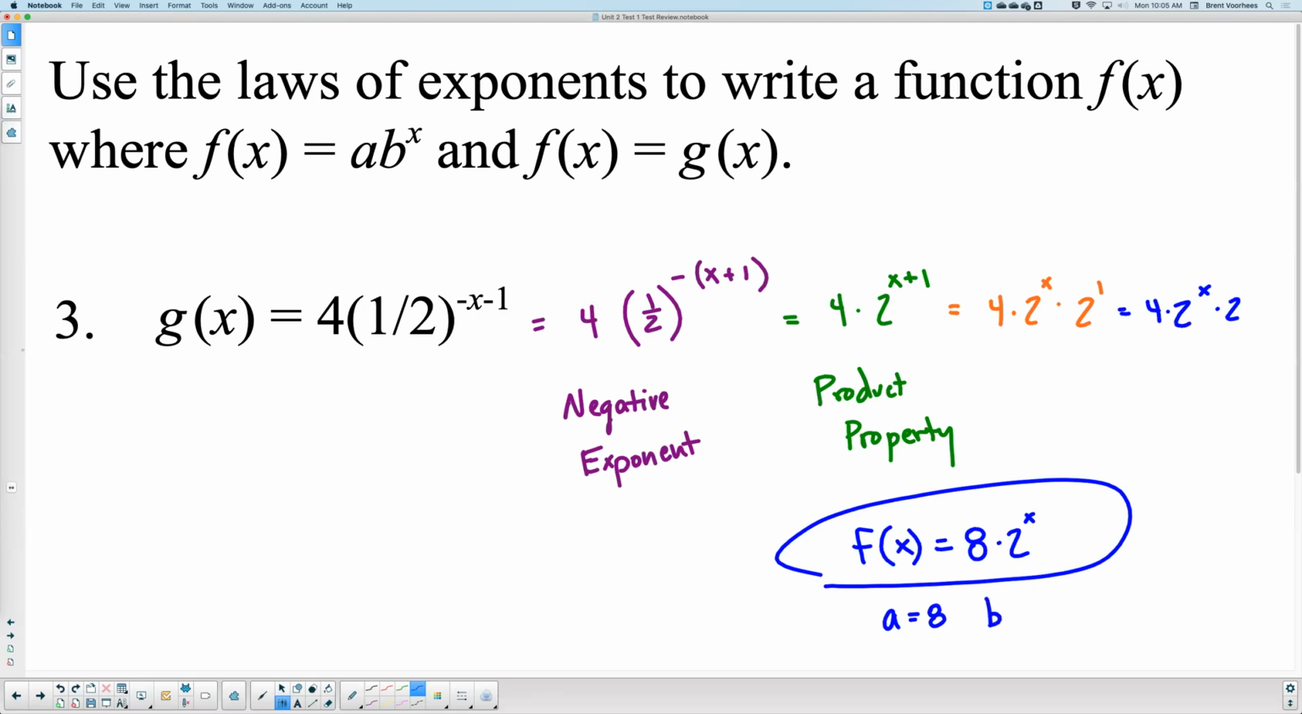What about my base? It's a 2. Did that change? Yeah. And that's because a reflection you could fall under the category of a horizontal dilation because you're multiplying by -1, and so it changed the base. So know your exponent rules.